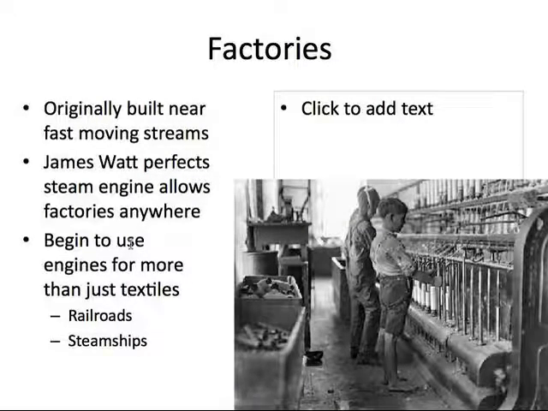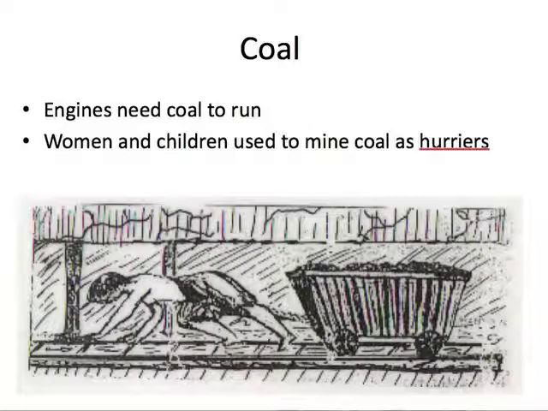And they begin to use these steam engines for more than just textiles. They use them in railroads and steamships. And this kind of spreads across England, and they start to make a lot of money. Now, more than anything, to run these new steam engines, you need coal. And coal was in the ground, and you have to dig a mine, and somebody would go all the way down there. They were called a getter, and they would pick the coal out of the mine, and then they would put it right here in these carts, and a hurrier would actually drag the cart through the ground.